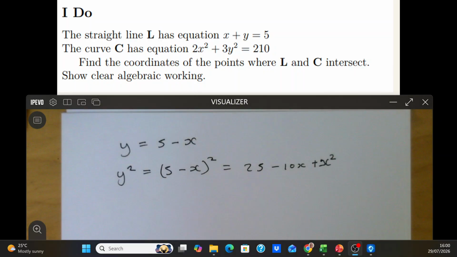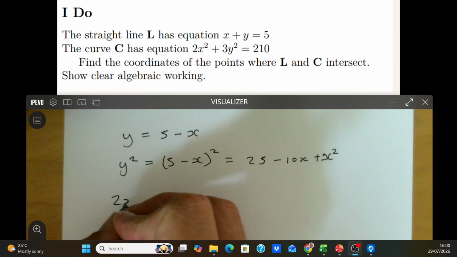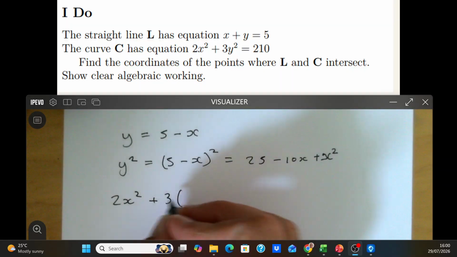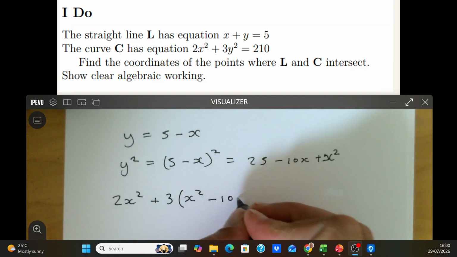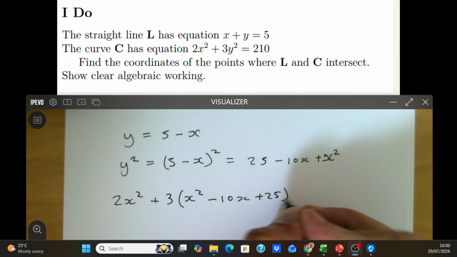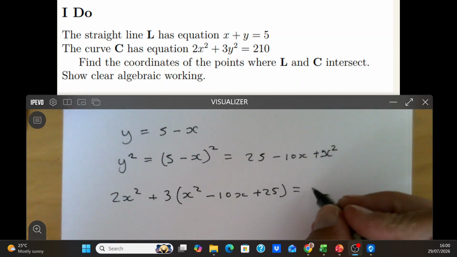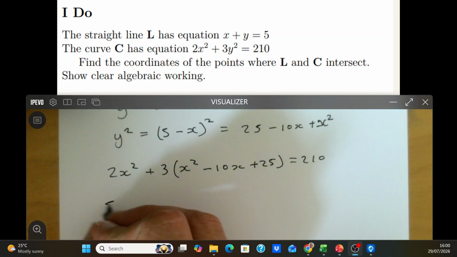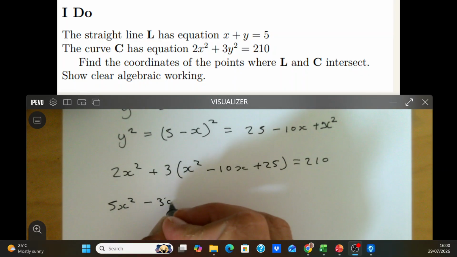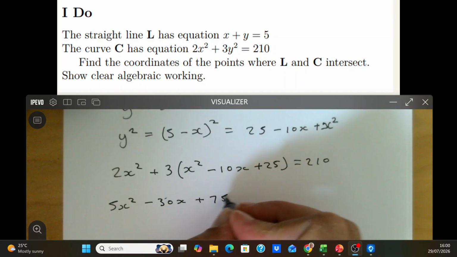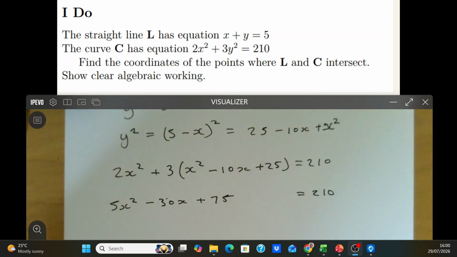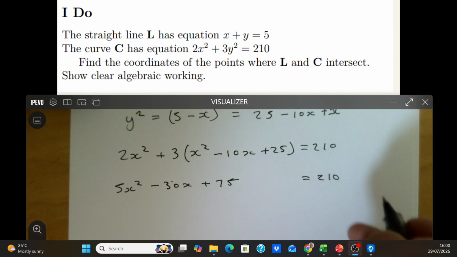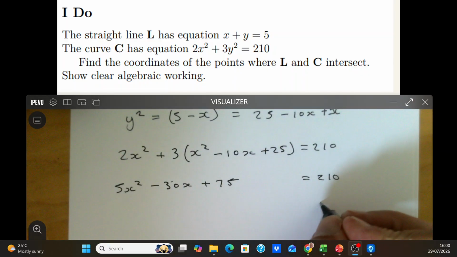Now I'm going to substitute that in. So it's 2x squared plus 3 lots of x squared minus 10x plus 25, and that equals 210. Expand my brackets, simplify. That gives me 5x squared minus 30x plus 75 equals 210. Take the 210 away, so it equals 0.